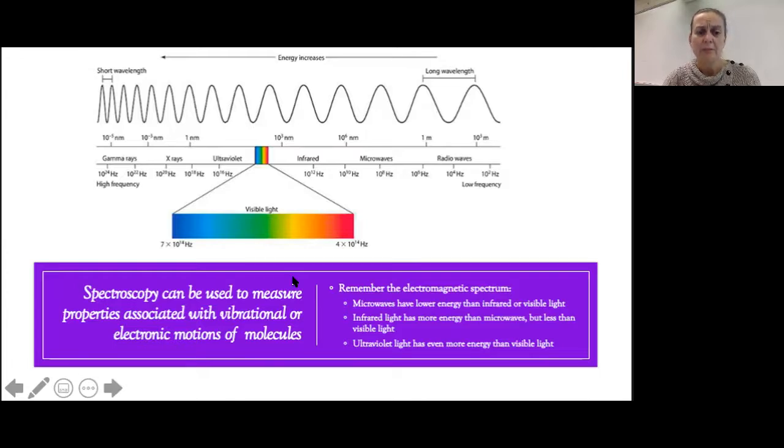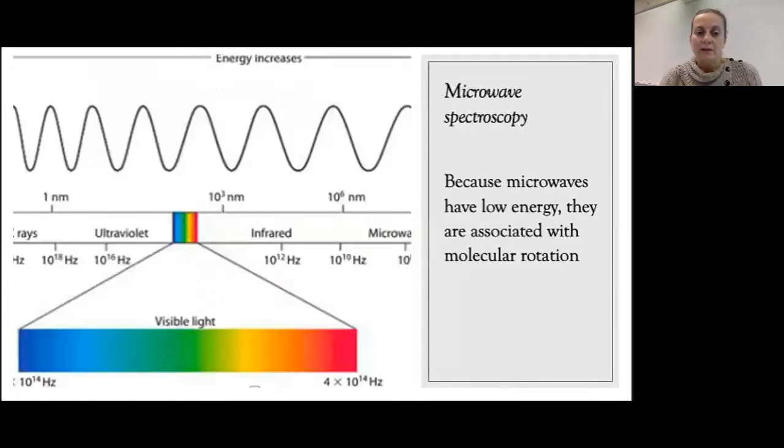So we use spectroscopy to measure properties that are associated with movement of molecules. Those can be vibrational movement, those can be the movement of electrons. So again, microwaves with our low energy, infrared with kind of a medium low energy, and then visible with relatively high energy, and ultraviolet with higher still. So how does this relate to spectroscopy? Well, we use a lot of different types of spectroscopy. And when we talk about spectroscopy, what we're talking about is generating electromagnetic waves at a particular frequency and then seeing how they are absorbed or reflected by a substance.